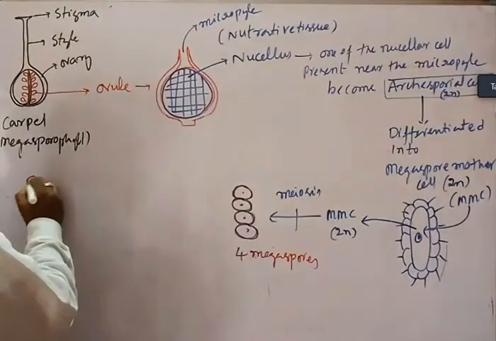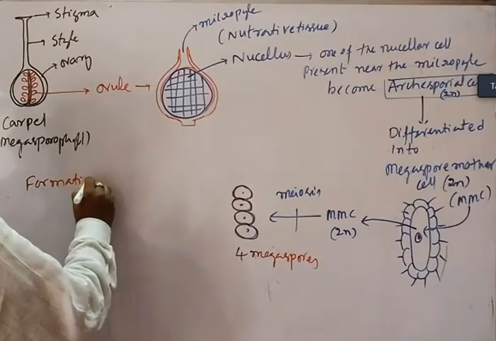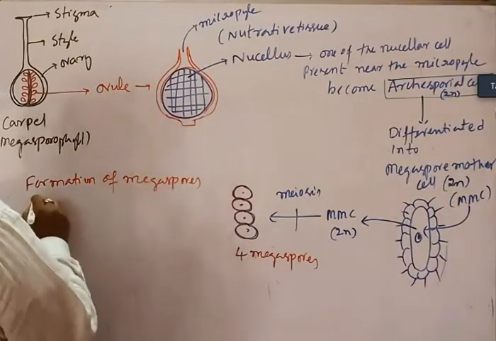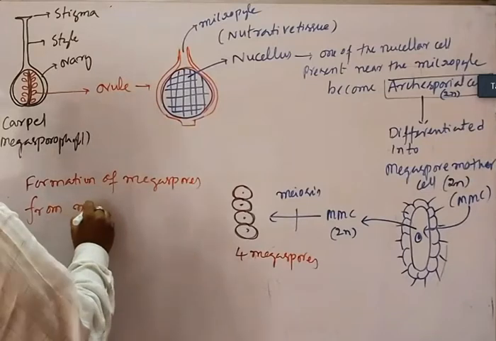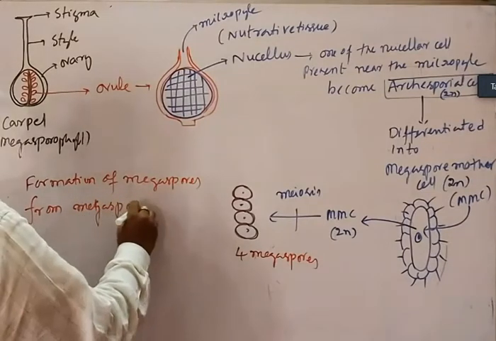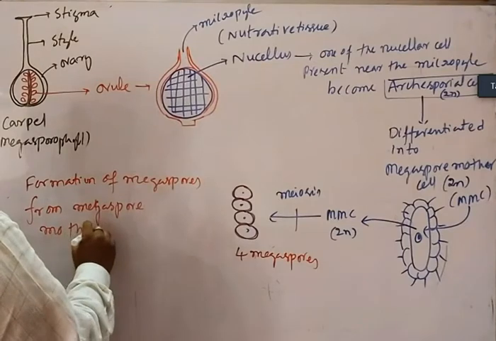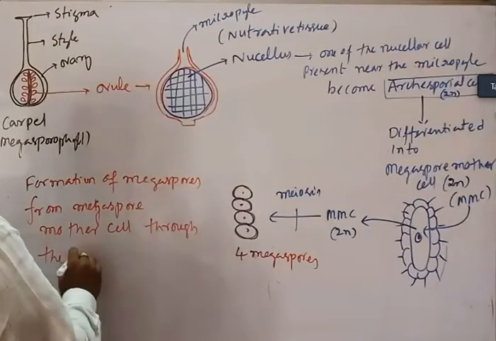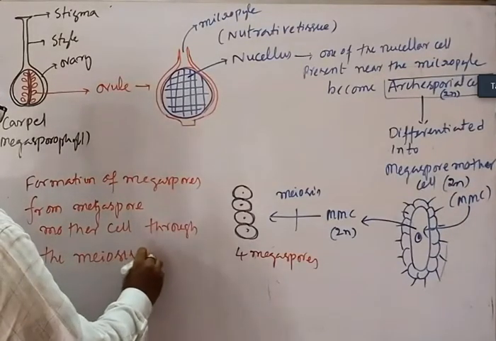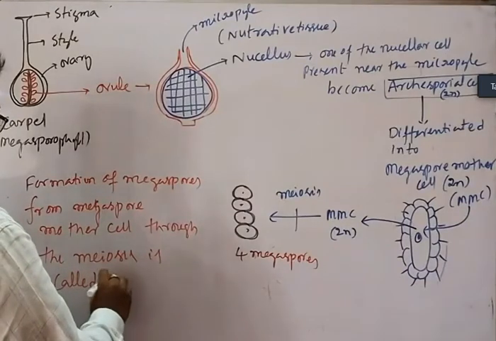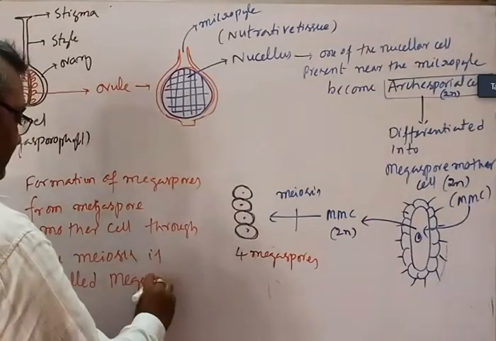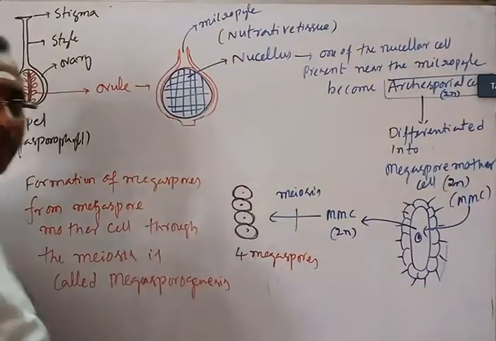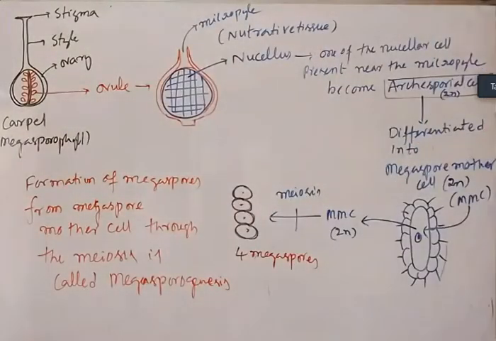This formation of megaspores from the megaspore mother cell through meiosis is called megasporogenesis.